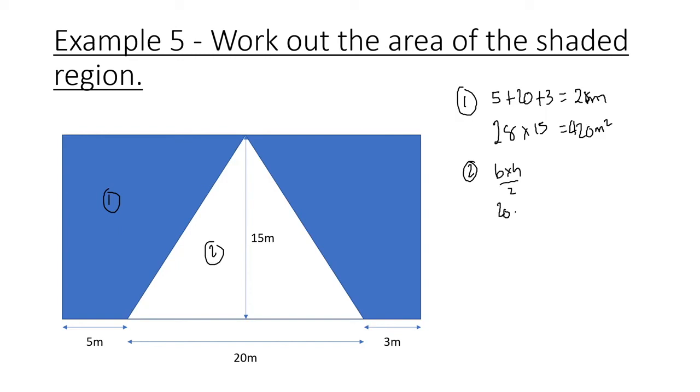Now to find the area of your triangle, base times height divided by 2. Your base of your triangle is 20, your height is 15, and you're going to divide that by 2. 20 times by 15 gives you a value of 300. 300 divided by 2 gives you a final value of 150 meters squared.